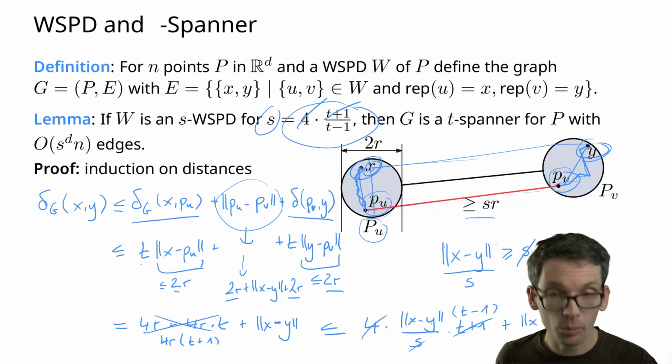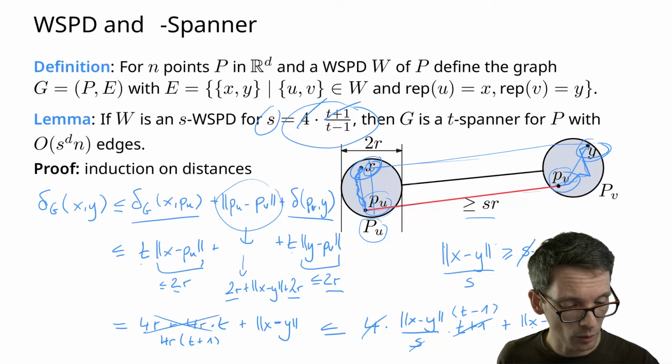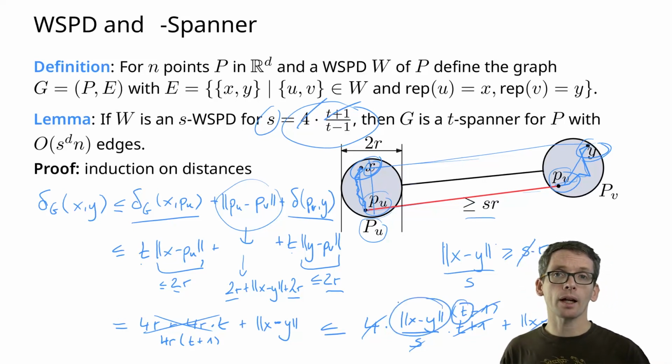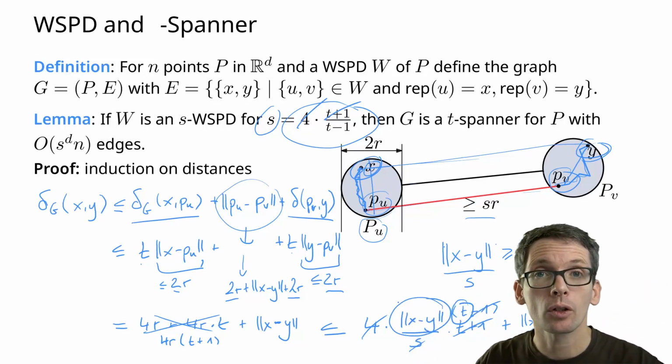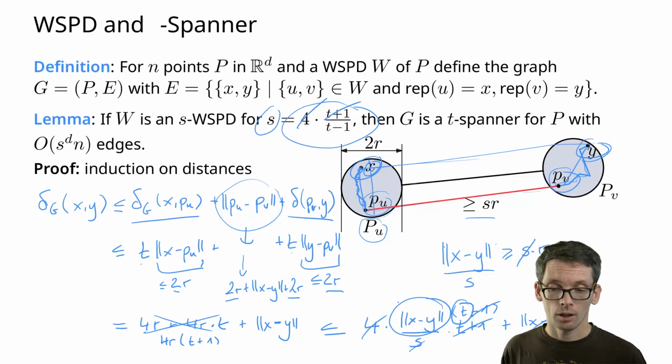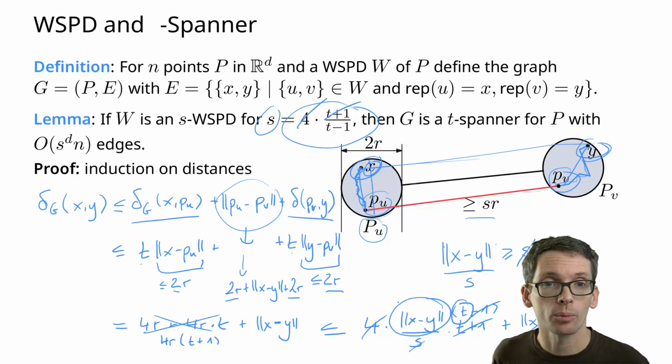Now I have the distance between x and y times t minus 1, plus this distance. So this 1 cancels with this term. So now I have left t times the distance between x and y. This is exactly what I wanted to show. So we are done. This concludes the induction step and the proof.